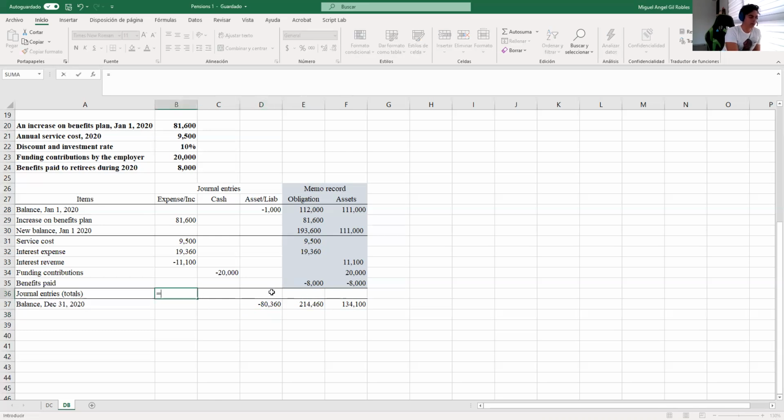So now let's calculate the numbers for the journal entries. So in expenses, we have a total of 99,360 expenses and 20,000 in cash. And remember this, I think some of you had this mistake on activity 1, because you were confused because you had an initial balance of 1,000.